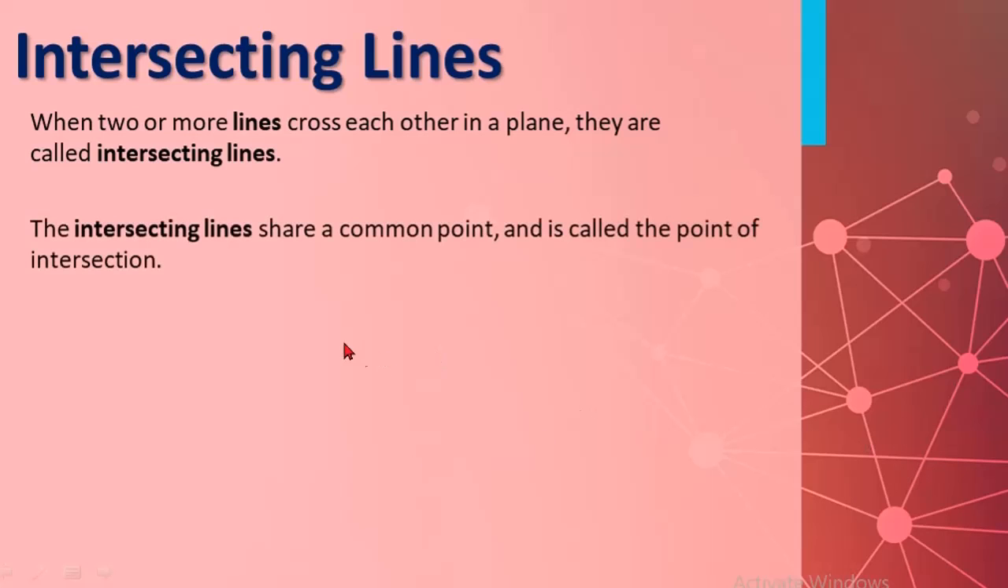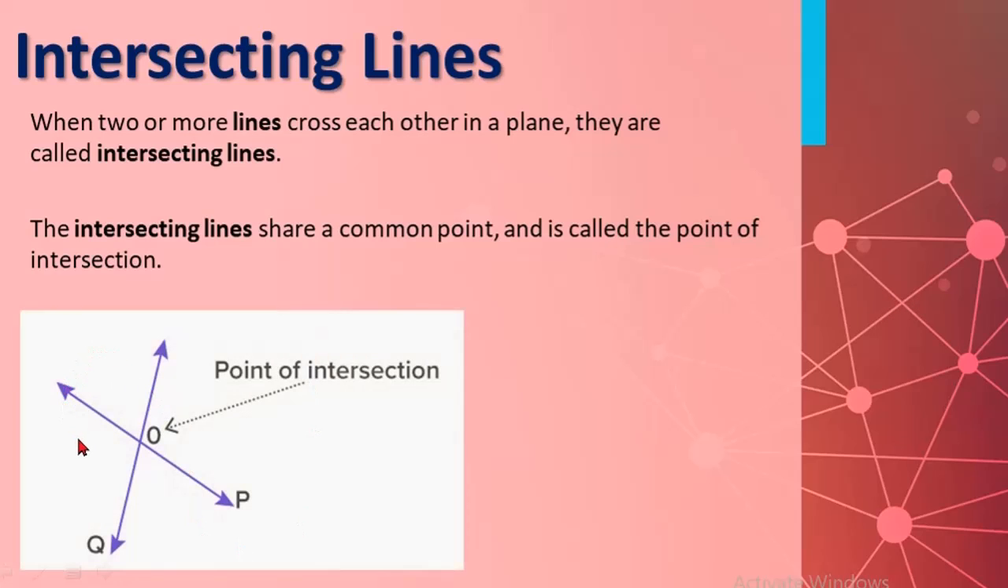The intersecting lines share a common point, called the point of intersection. Here in this case you can see there is a common point. Let's see the figure now. This is line P and this is line Q, and this is the point of intersection. As I already told, a point is always named with a capital letter. So in this case the point of intersection is O.